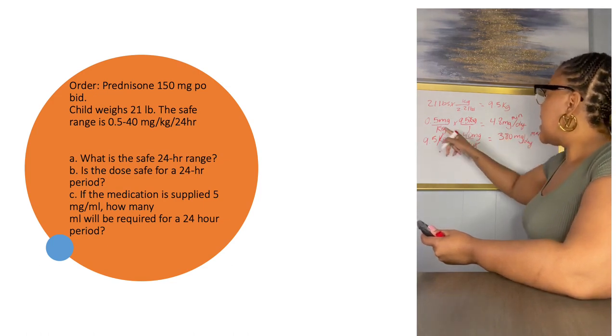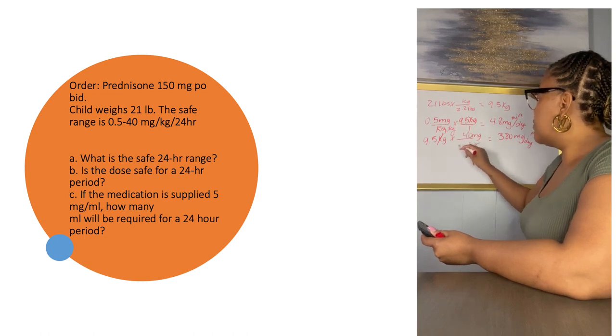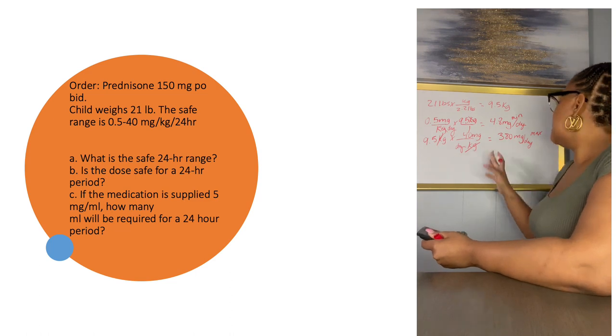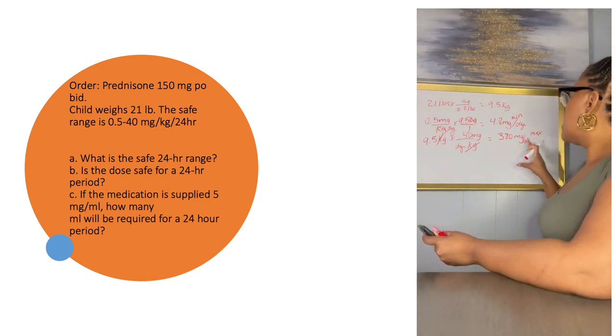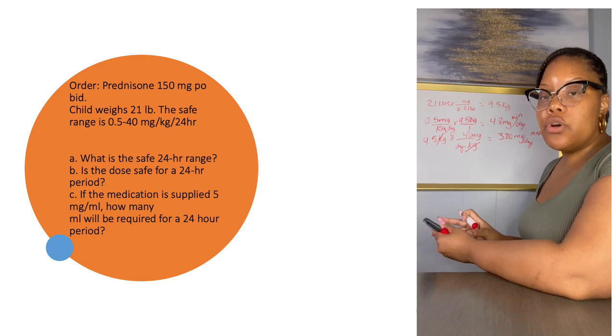But just remember that kg and day would be down here, the same. And you would just cross out kg and just leave day. All right? So 4.8 milligrams and 380 milligrams per day is our minimum and our max. So now let's go to our question.